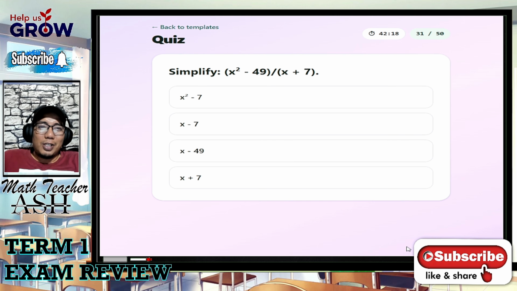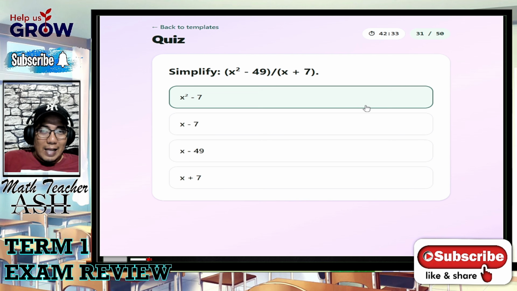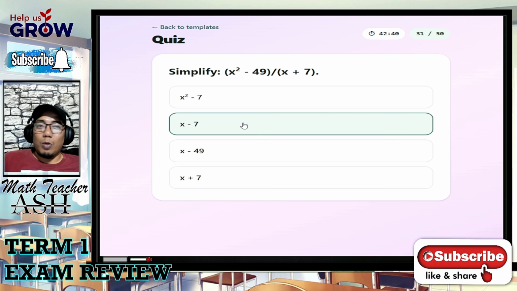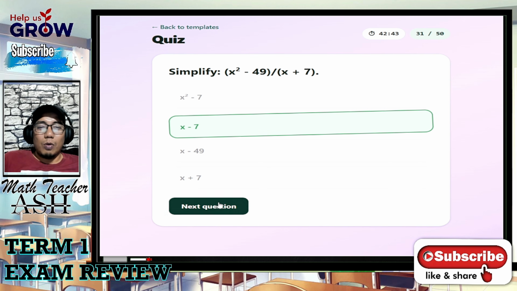Alright, my dear math learners, this question is very easy because if this is factorized, or you break this down into factors, this will be x minus 7 and x plus 7. And since you have a denominator of x plus 7, you cancel both the x plus 7, leaving you x minus 7. So that would be the second one. Let's check whether we are correct. Easy, right? Now let us go to the next question.